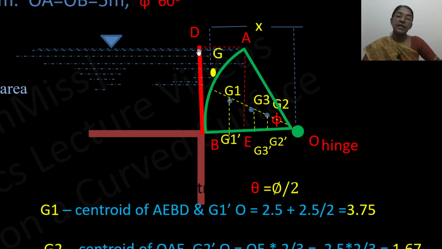So by taking the moment of these four areas about O, the moment of this area DAEB about O plus the moment of this triangle OAE about O is equal to the moment of the area of the sector about this O plus the moment of the area ABDA about O.